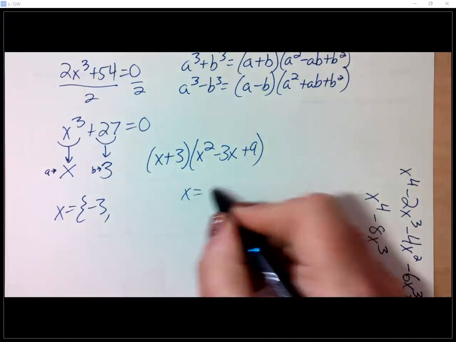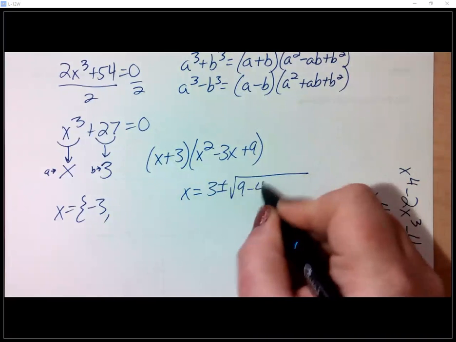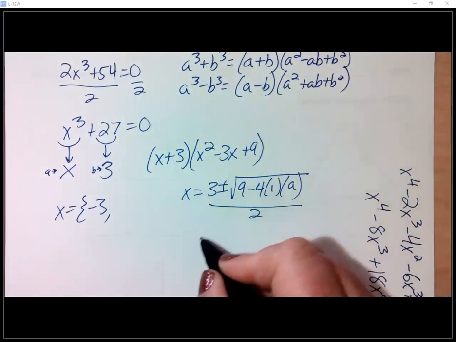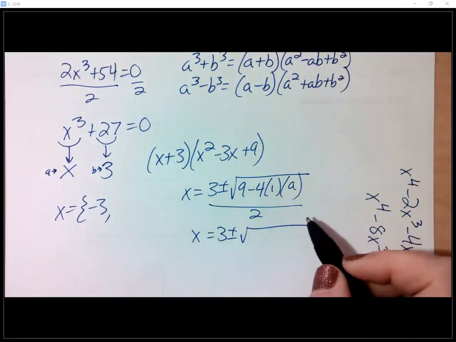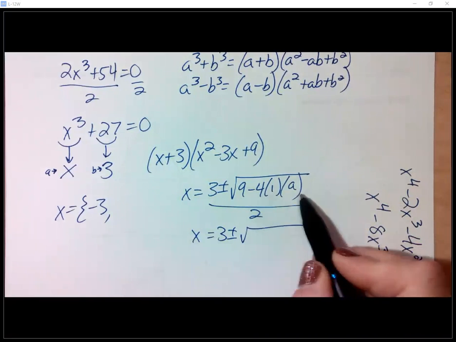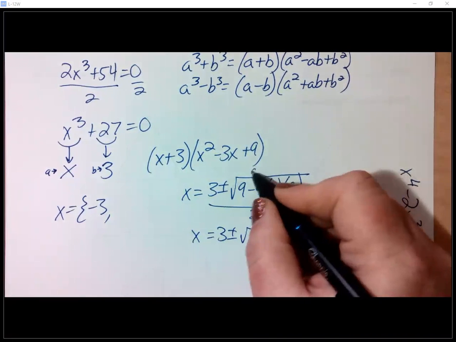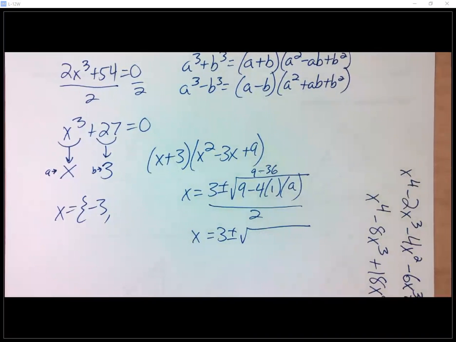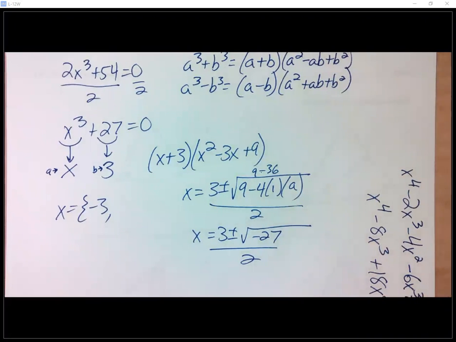Negative b plus or minus the square root of b squared minus 4 times a times c, all over 2a. So just cross your fingers that you don't mess this up. That would be a 9 minus a 36, right? Is that 9 minus 36? So that gets me a negative 27. And then I just have to fix that.